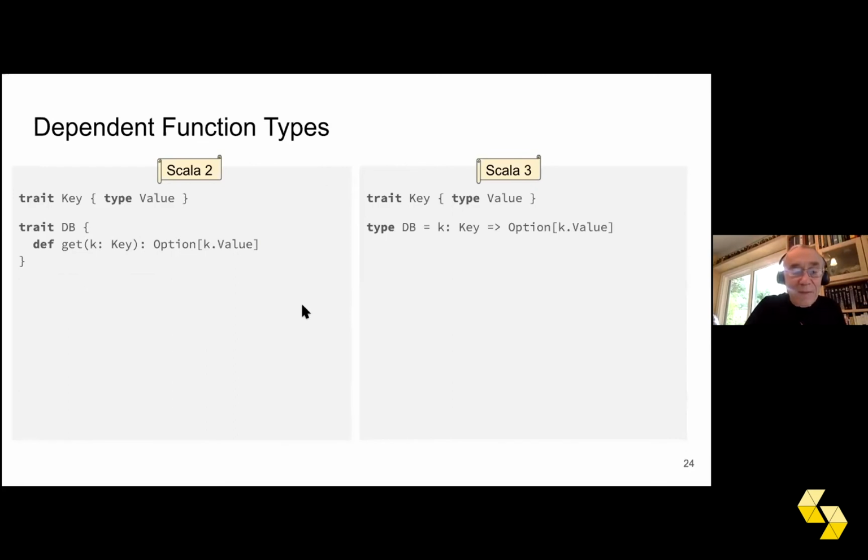Because we can have path-dependent types, what did we do if we wanted a getter for a given type key, where the value depends on the key? In Scala 3, we can define the trait Key with type Value, which knows what the type of the value is for each specific instance of type Key. And so we can define a db that takes a key, a value k of type Key, and returns an Option of this value. So again, it's implementable in Scala 2, but it's written much more clearly in Scala 3.